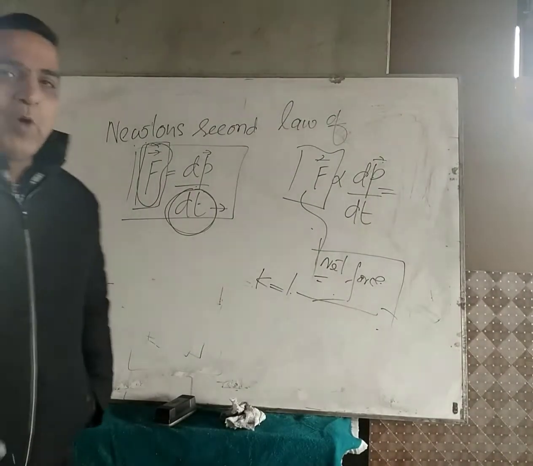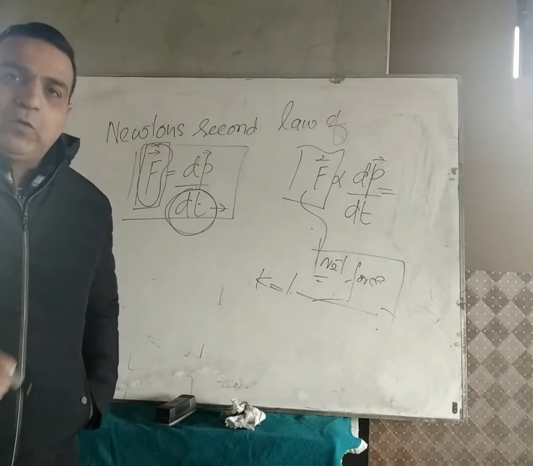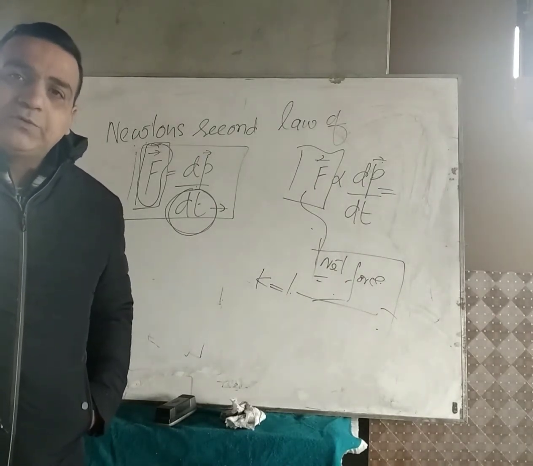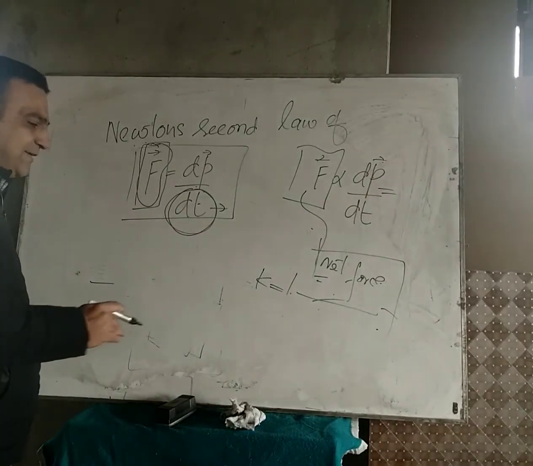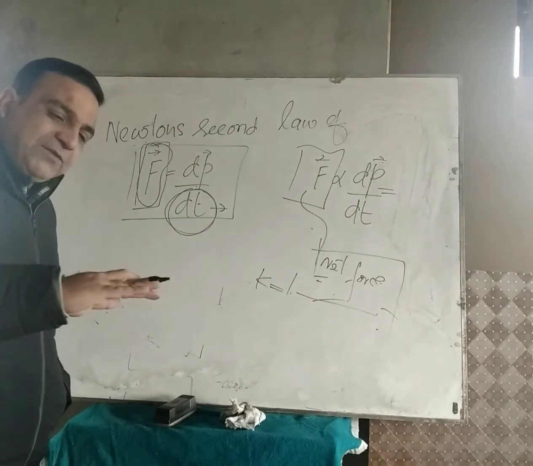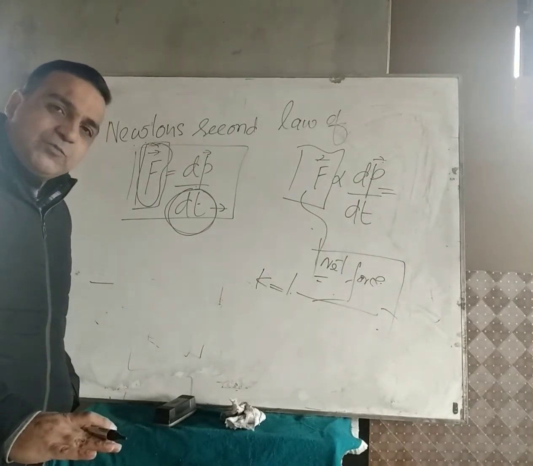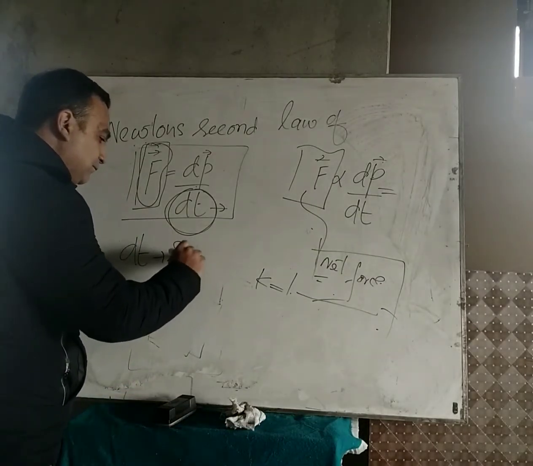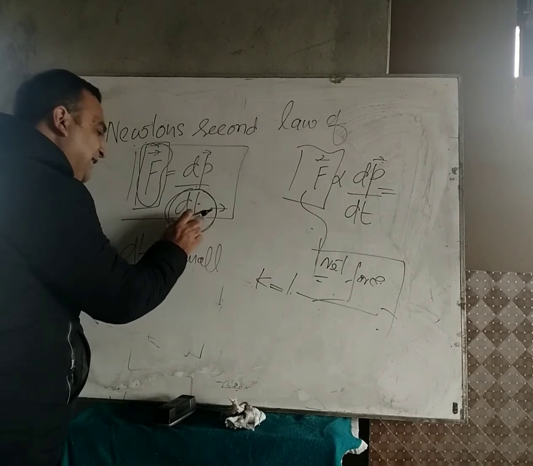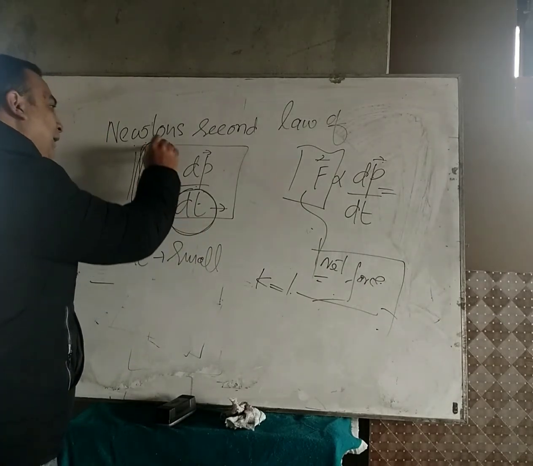Suppose somebody jumps on a very hard floor. He feels a lot of force because the time of interaction between his body and the ground is very small. dt is small there. Now, if dt is small, the force that person will experience will be large.